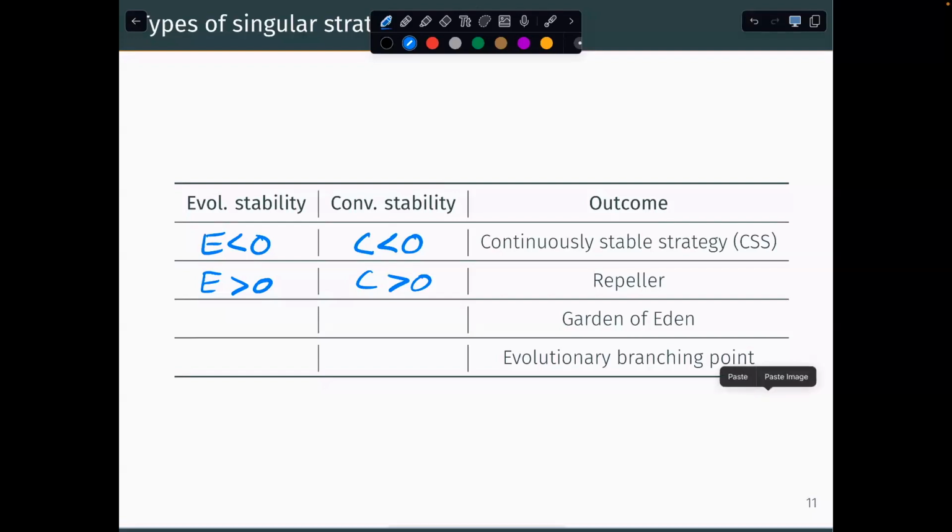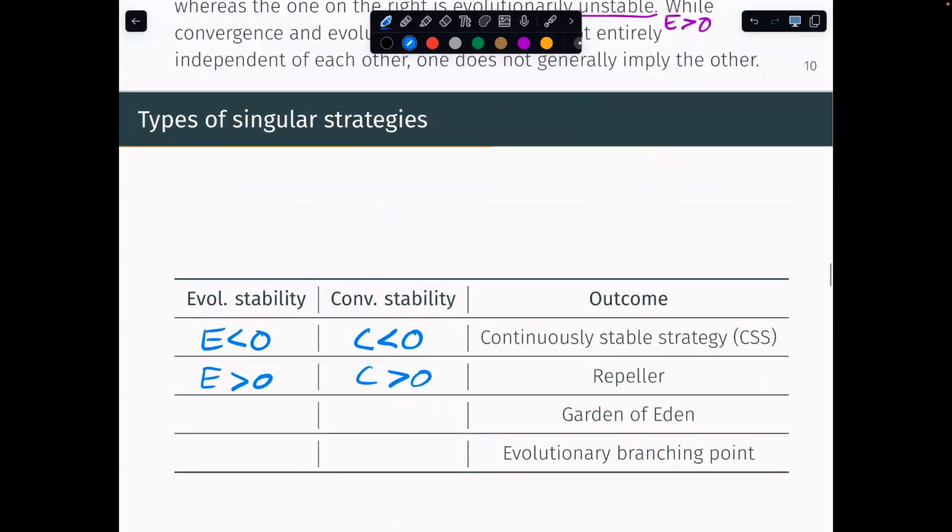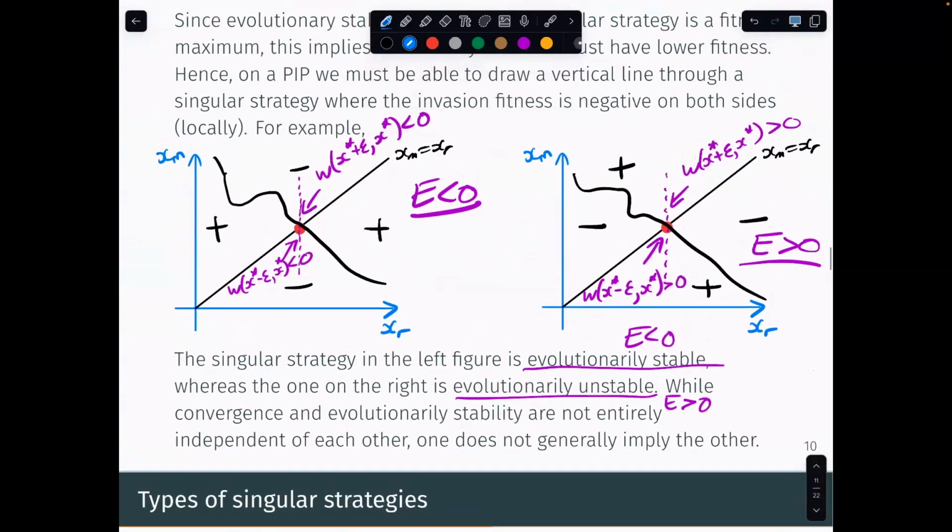Okay, so that's a repeller. That's like a fitness valley, and you always move away from that lowest point. There are paths that lead away from it in both directions here. We might get to this at some point in this course.